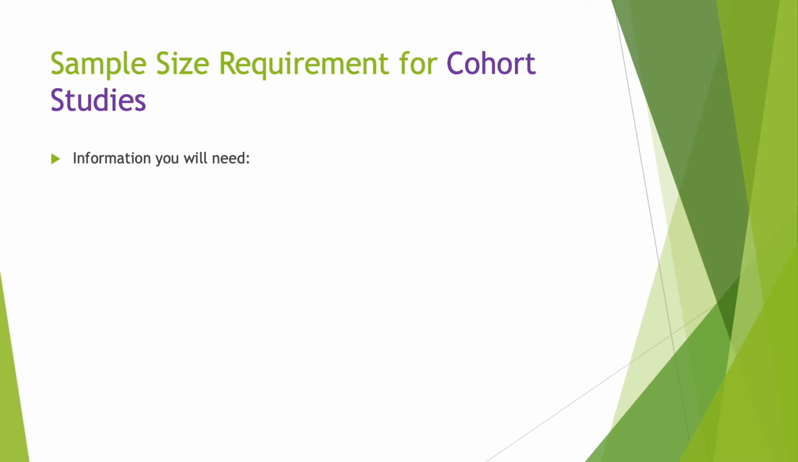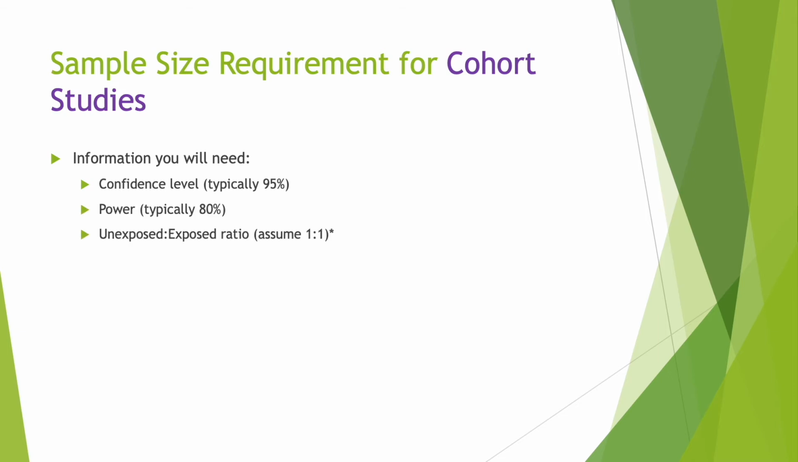When determining the sample size for cohort studies, you will need the following information: your desired confidence level, your desired power, your desired unexposed to exposed ratio. Now, here we're just going to default to 1:1 since we already know that because of the lack of randomization, the number of exposed and unexposed participants will most likely be unequal or unbalanced, and there's no way of knowing what the actual ratio will be beforehand.